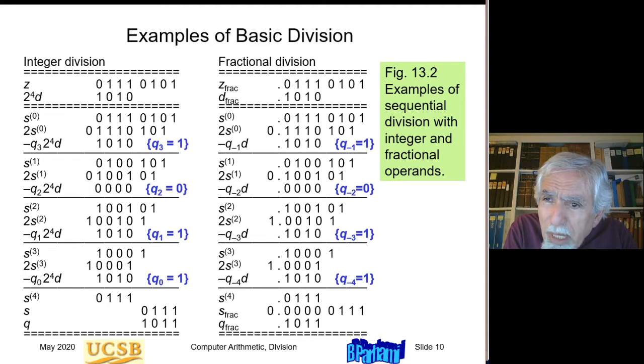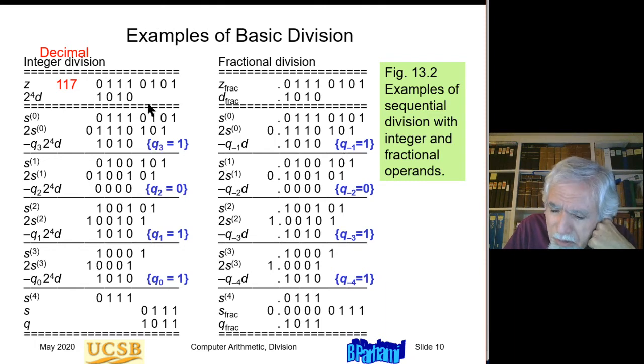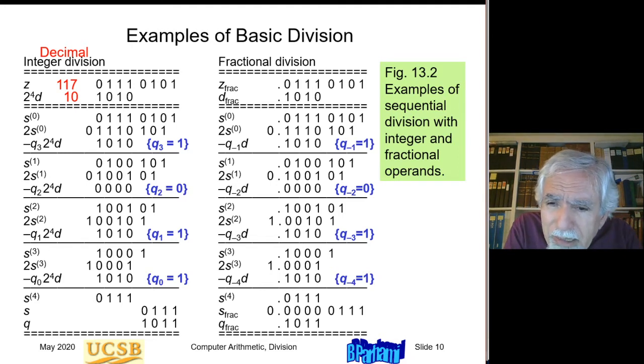So here is an example of basic division, integer version on the left and fractional version on the right. I'm dividing this 8-bit binary number, which happens to be 117 in decimal, by a 4-bit binary number 1010, which happens to be 10. So I expect to get a quotient of 11 and a remainder of 7. And looking ahead, I do get a quotient of 11, 8 plus 2 plus 1, and a remainder of 7.